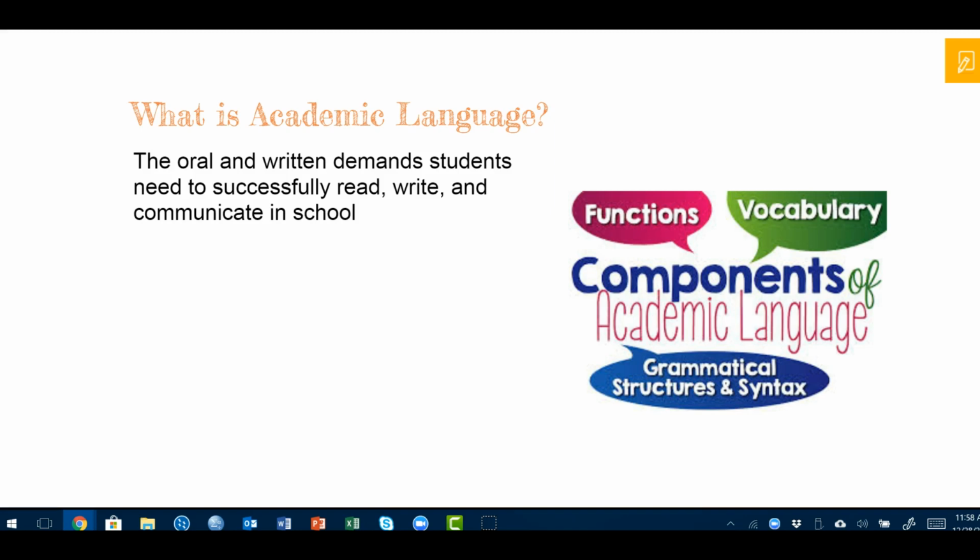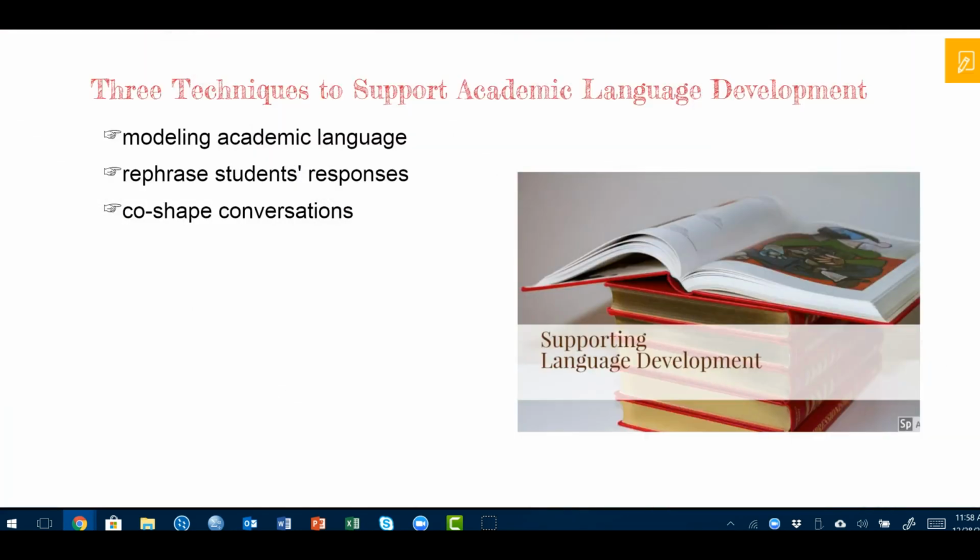and communicating. So academic language is about learning how to read the way that we write academically, but it's also for students learning how to write and communicate, right, and speak in academic ways. So I'm going to talk to you about three techniques that you can use to support academic language development. They are modeling academic language, rephrasing students' responses, and co-shaping conversations.